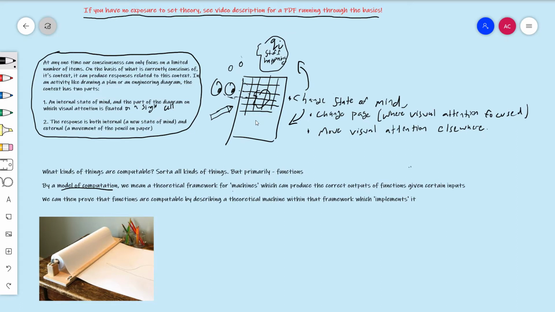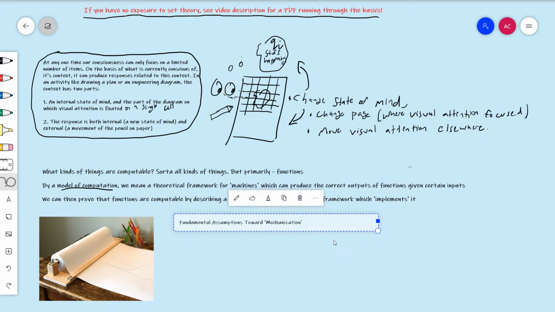That's the model for human thought, and what we're going to do is formalize this. You can see I already started the process by turning the paper that we're looking at into graph paper. So the process of formalizing this informal model is, first of all, we need to make some assumptions in order to mechanize what I just finished describing. So I'm going to say these are fundamental assumptions toward mechanization. We want to make this process feel mechanical enough that we can mathematize it.